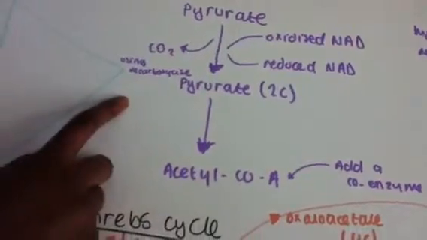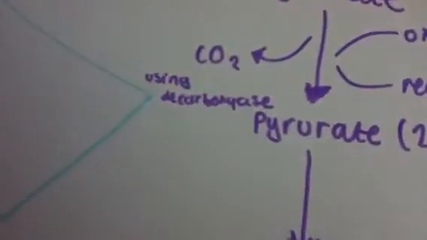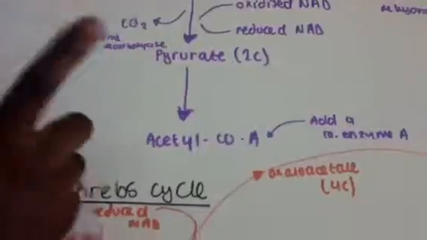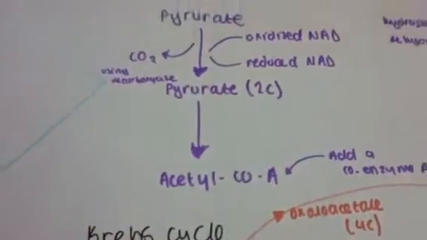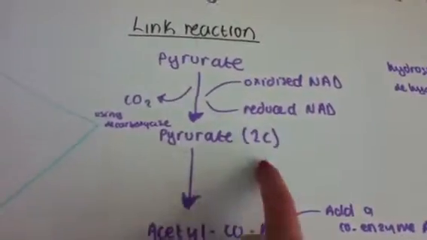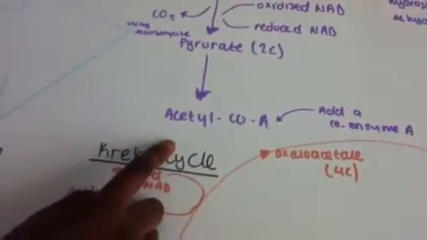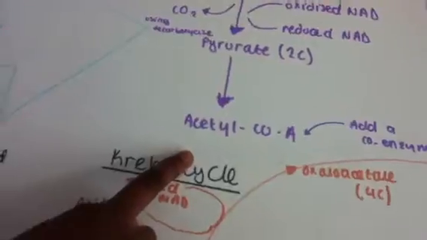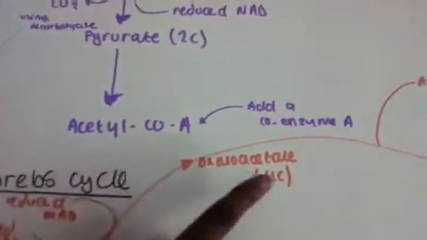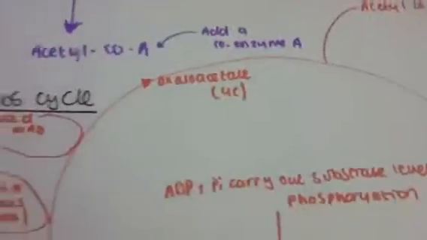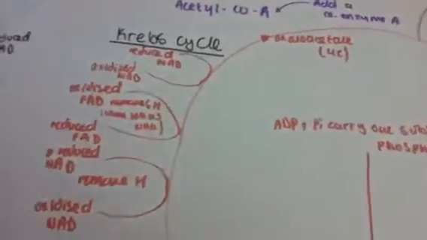When you're taking out the CO2, you use decarboxylase, which then gives you pyruvate with two carbons. And then that gives you acetyl coenzyme A, and you add a coenzyme A. And then the Krebs cycle.